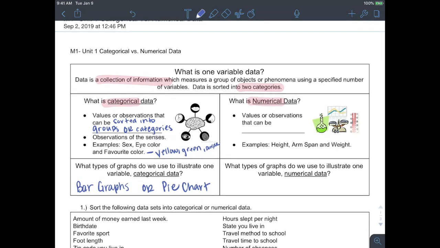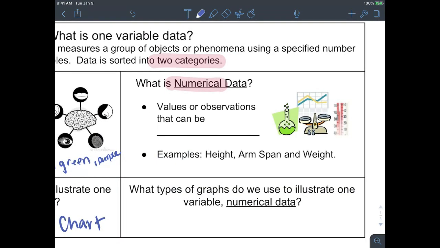So numerical data is a list of values or observations that can be measured. So think about your height, for example. If you say, what is your height? We would say something like 60 inches or 62 inches or 66 inches. Okay. What is your arm span? Actually, it should be really close to your height. What is your weight? How many pets do you have? All of these questions you would answer with a number.